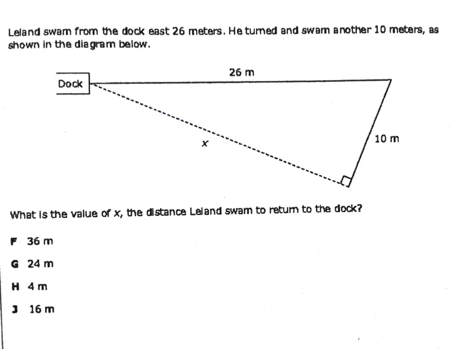So this is a problem I want you to do yourself, but we're going to start out by at least just reading it to you. So Leland swam from the dock east 26 meters. He turned and swam another 10 meters, as shown in the diagram below. So what is the value of x, the distance Leland swam to return to the dock? So what you need to figure out is the value of x. And we see that x is part of a right triangle, so that means we're going to use the Pythagorean theorem. So it gives you 2 lengths, and you need to find the third.